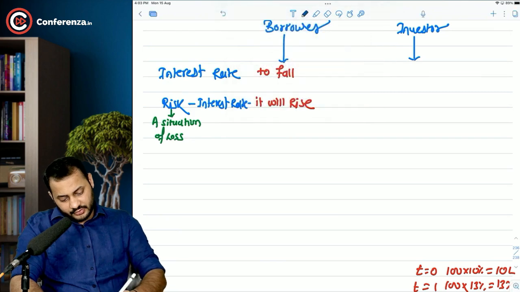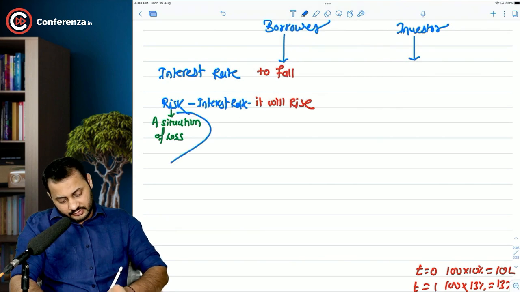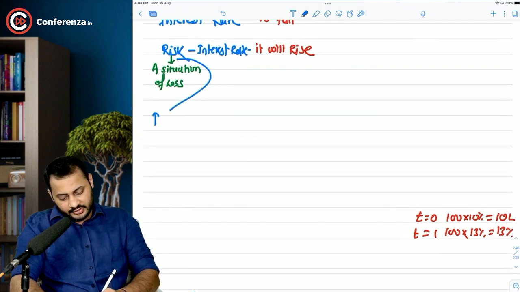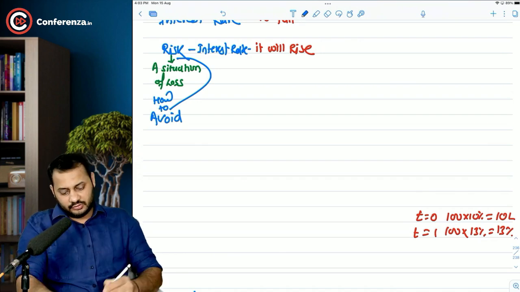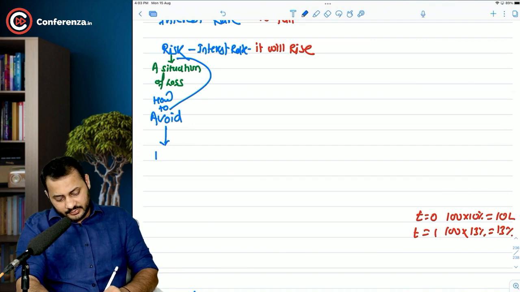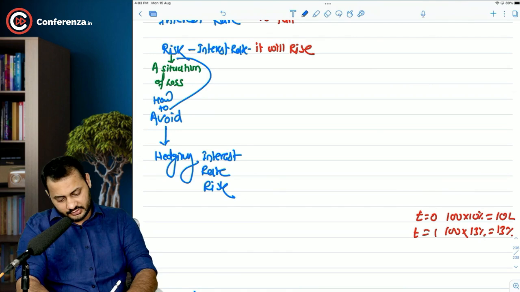So my question to you guys is, is there any way to protect or avoid this risk? Question is, how to avoid this risk? Avoiding the risk means hedging. This is called hedging interest rate risk.